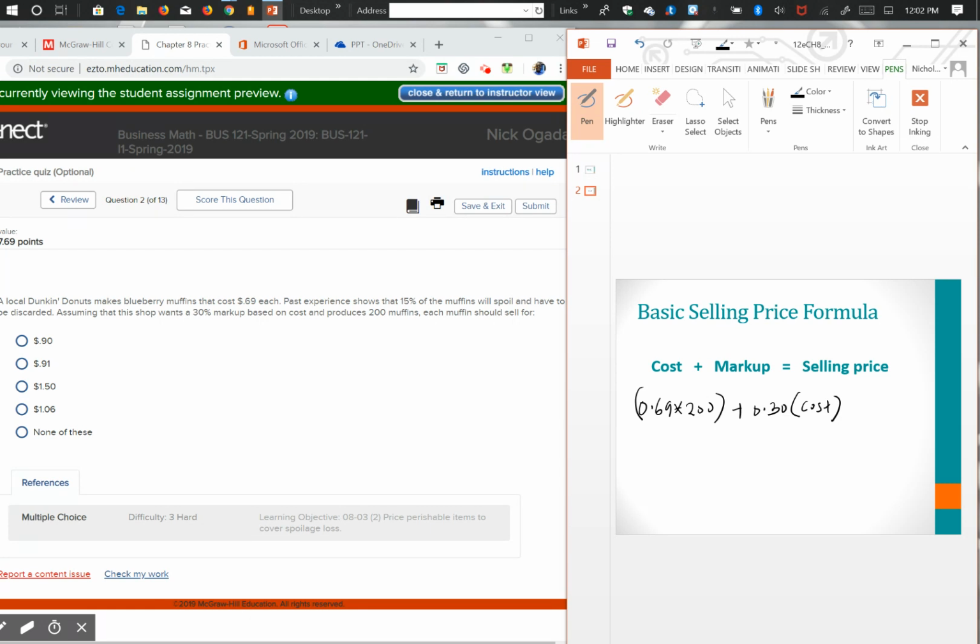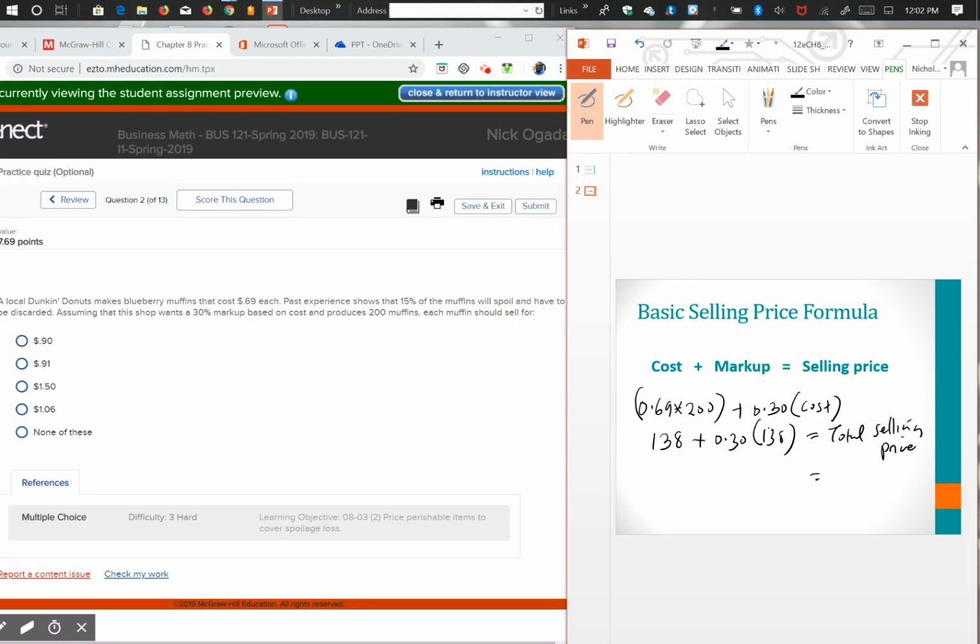Now, if you think about it, what's our cost? Our cost is the 69 cents times 200 muffins that we're going to produce. So our cost here becomes 138. But we need to achieve a markup of 30% of cost. So 30% of 138 should be our total selling price. So this should give us our total selling price.